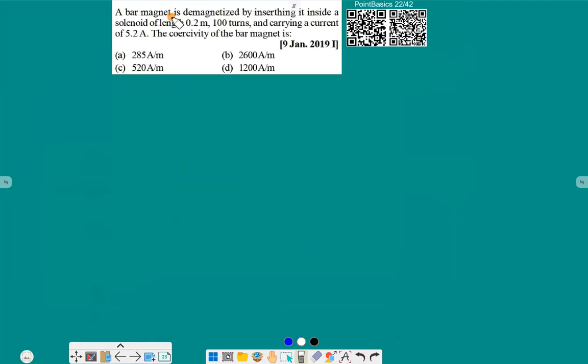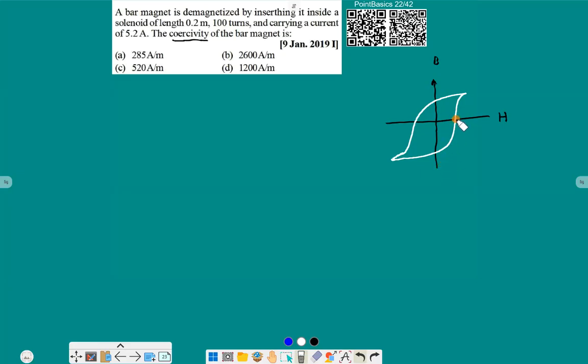Here it is. A bar magnet is demagnetized by inserting it inside a solenoid of this length and turns, carrying this current. The coercivity of the bar magnet is? Now we have to find out the coercivity here, and we know that if we have a BH curve, we have B here, we have H here, and our curve looks something like this. This is our BH curve.